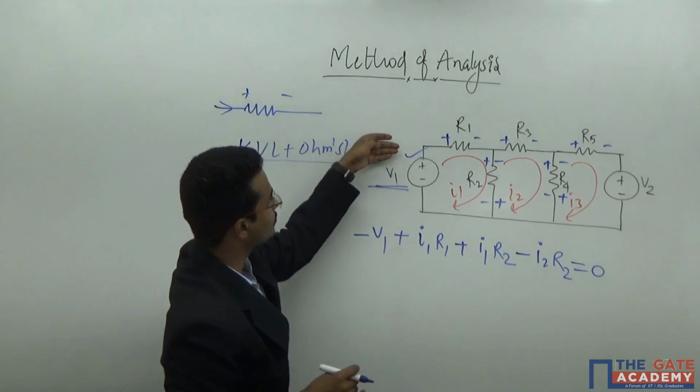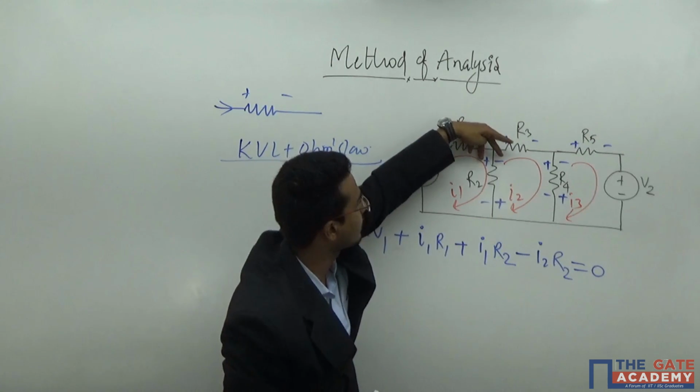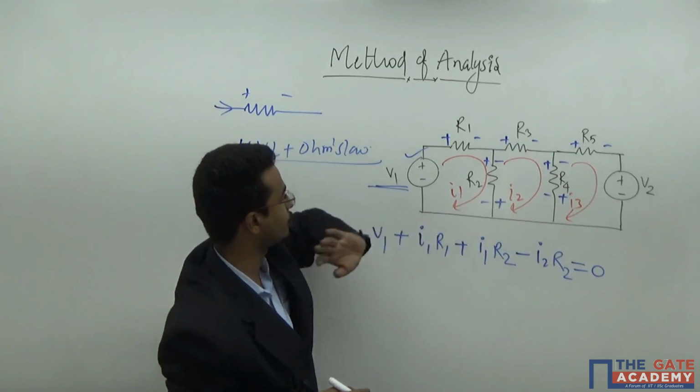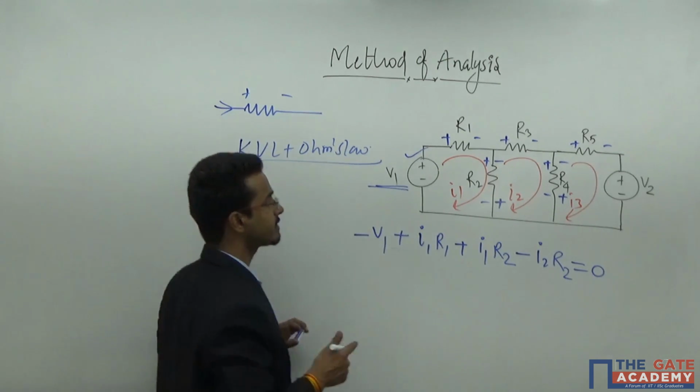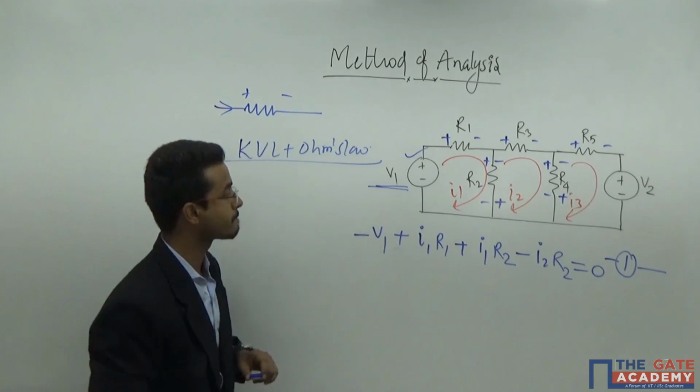That means I started from here. I will go through this component. Here two currents are present, opposite in nature, that is plus and minus. That is why I have written plus and minus. And again I will come to this position. That means this is for mesh 1, that means equation number 1.